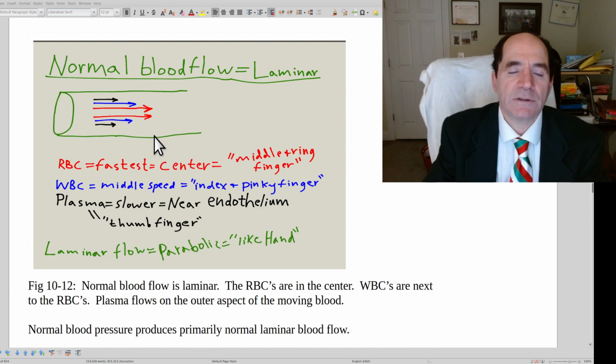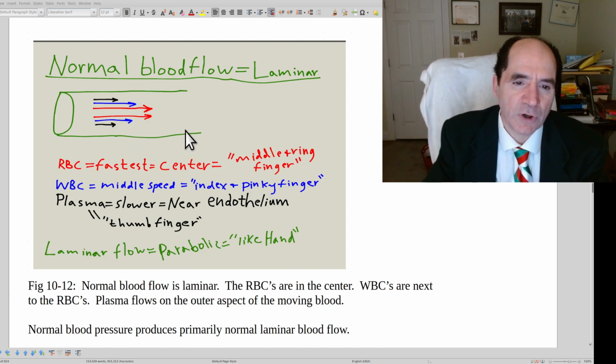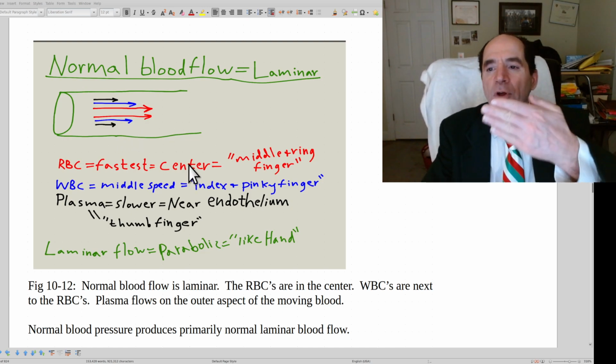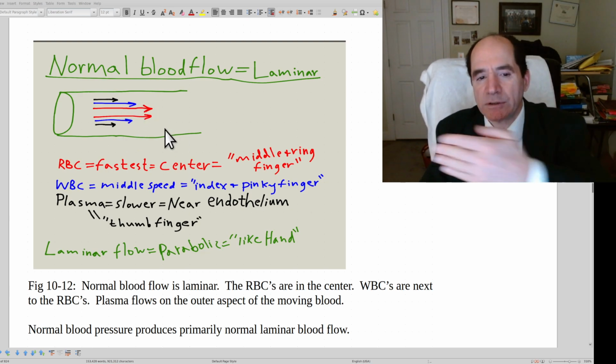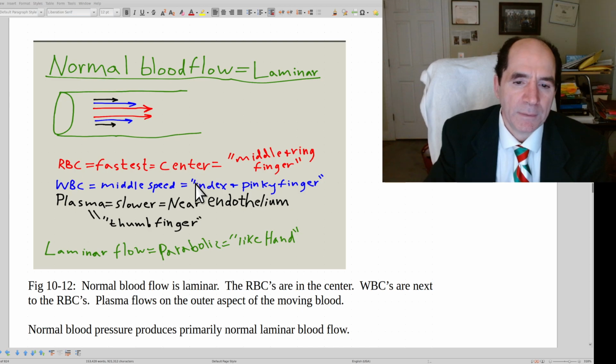Okay, and this is a good thing. So the plasma doesn't clot, so the plasma is less likely to clot. It's just a good way for blood to flow. It's called laminar flow, meaning it's like a parabola, the leading edge of the blood as it's coming in. Okay.